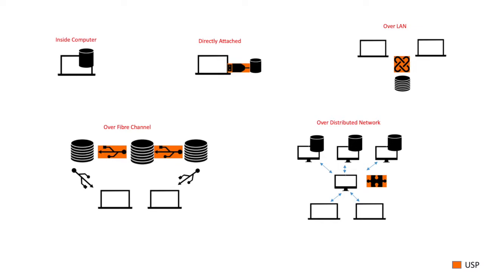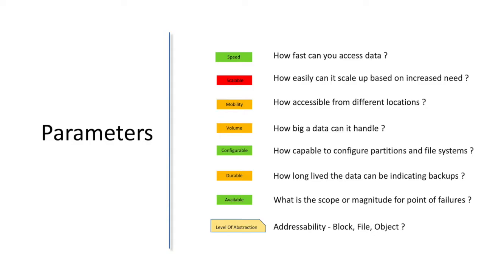Now, what we are going to do is see what the merits and demerits of these models are, based on a few parameters. That is something we are going to study. So the parameters that we are going to discuss: firstly, speed, how fast you can access data; scalability, how easily can it be increased based on the need. So in case tomorrow I require more storage, will I be able to scale it up or not?